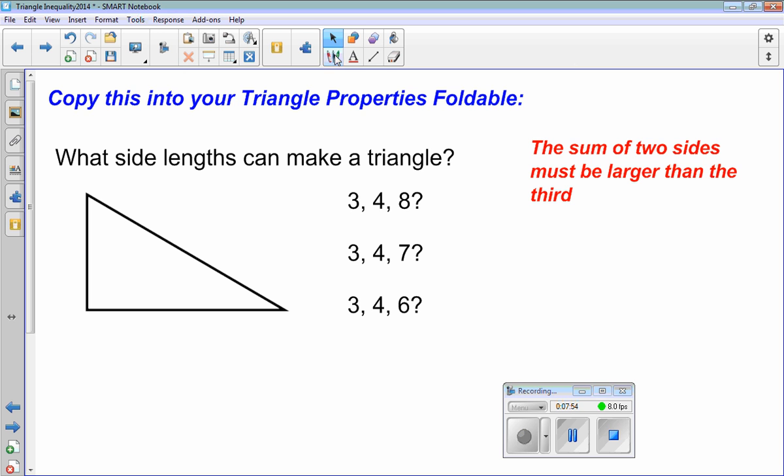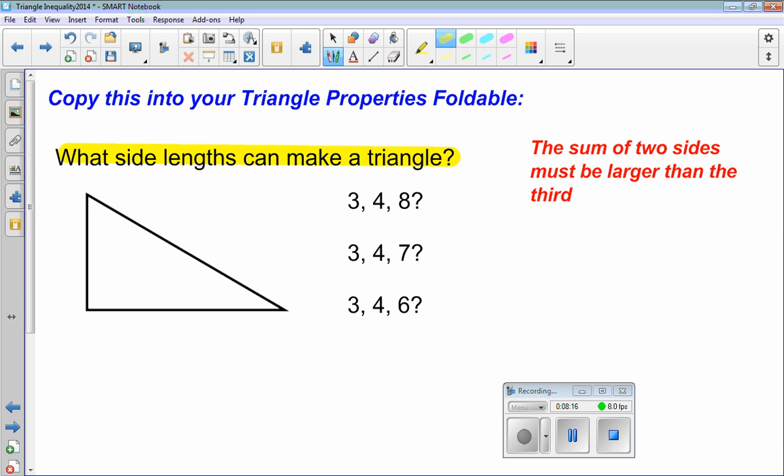So let's look at what side lengths can make a triangle. And I've just given us 3 examples here, really for us to decide, yes or no, they will make a triangle or they won't. So that little exploration activity that we did at the beginning of class is going to really help us decide this. Let's look at the first one, 3, 4, and 8.